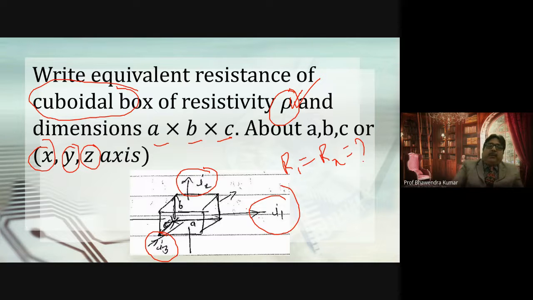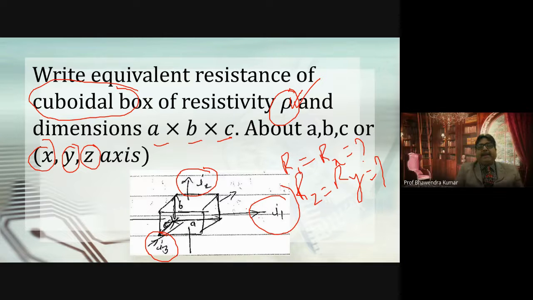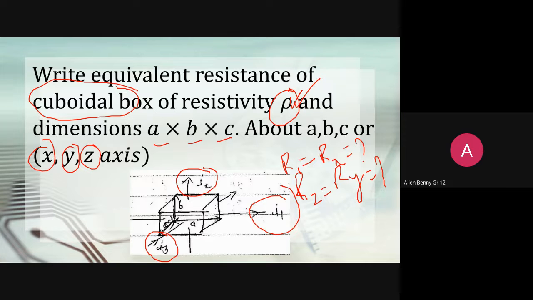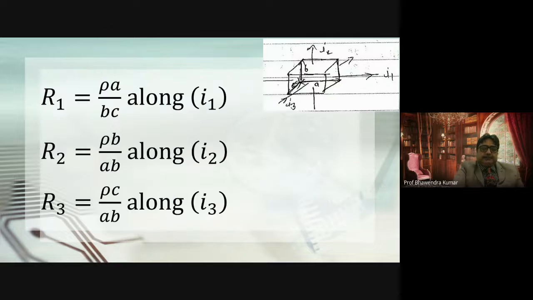What about R2 or Ry? Rho B by AC. Very good. And what will be R3? Rho C by AB. Very good. Excellent. Any problem to anyone? So R1 will be rho A by BC. R2 will be rho B by AC. And R3 will be rho C by AB. Is there any problem? Anyone having any difficulty? Please ask.